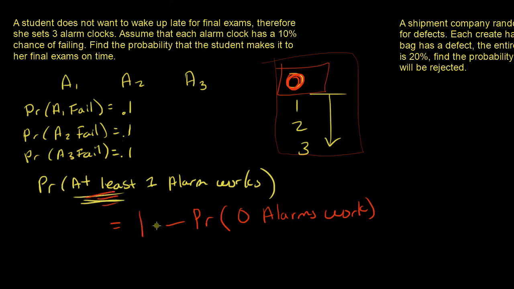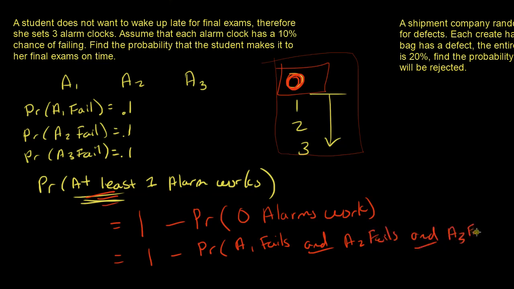So now I need to know, well, what's the probability that 0 alarms work? So let's see. The probability that no alarms work. So this would mean that alarm 1 fails, and alarm 2 fails, and alarm 3 fails. All 3 of those things must happen. All 3 must fail. All right?